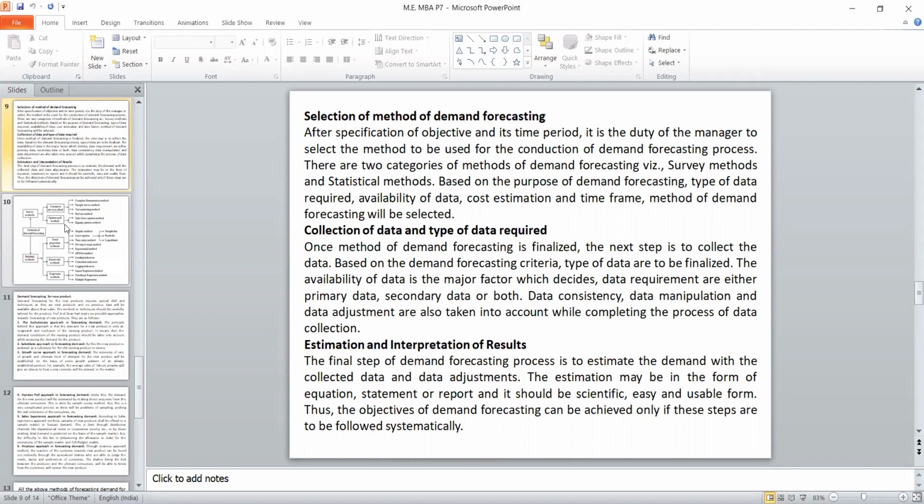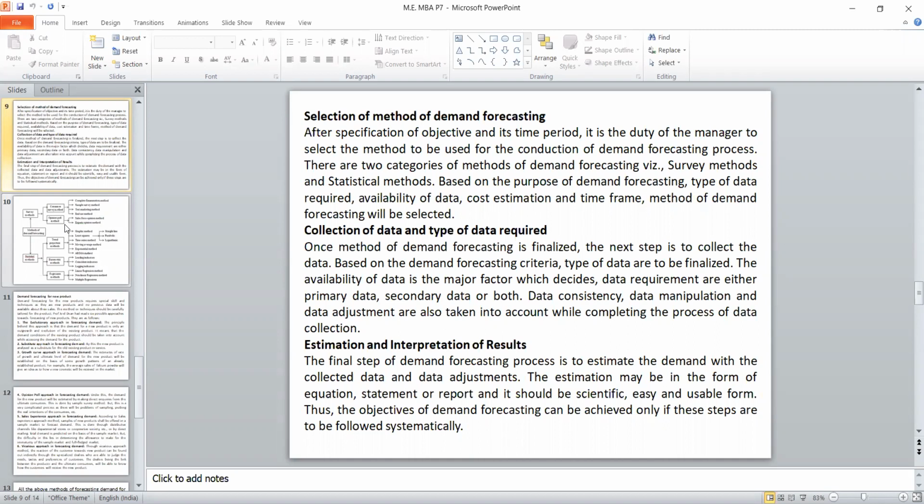We have to collect the data. We should decide what type of data, whether primary data or secondary data, and we should confirm whether that data is consistent. Merely entering some values will not do. We should have genuine data. For that, different tests will be there, and based on that, we have to manipulate and adjust. Finally, the data will be finalized.